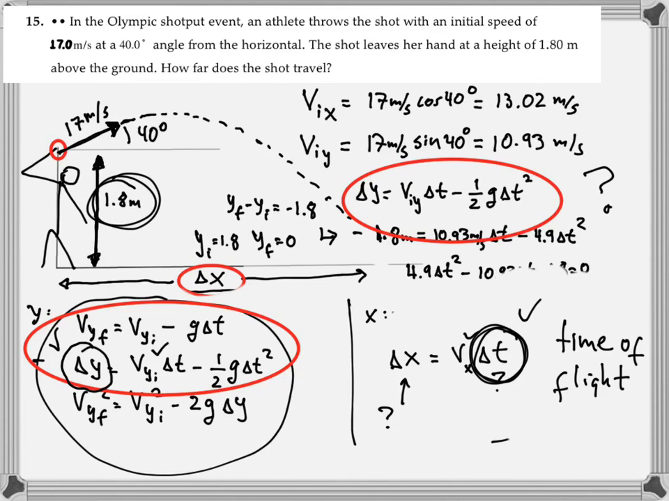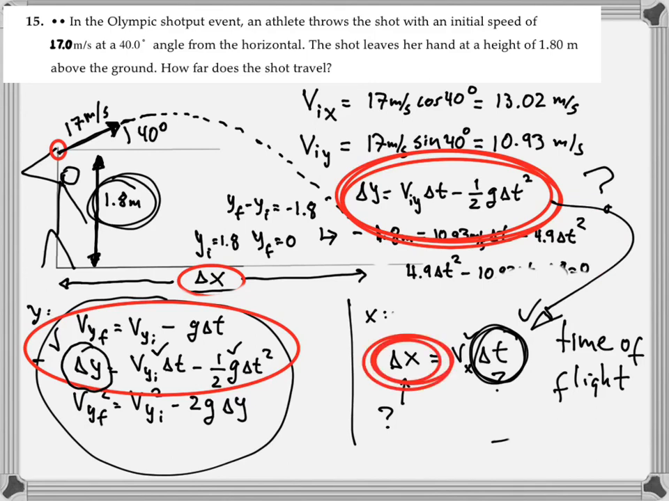The equation that you need to end up using is delta y equals Vy initial delta t minus 1/2 g delta t squared. We have that value, Vy initial is 10.93. Delta t, we're going to find it from this equation. g, of course, is 9.8. So that's the equation that you can use to find delta t. And after you find delta t, you can plug it in the equation for delta x, and that solves your problem.